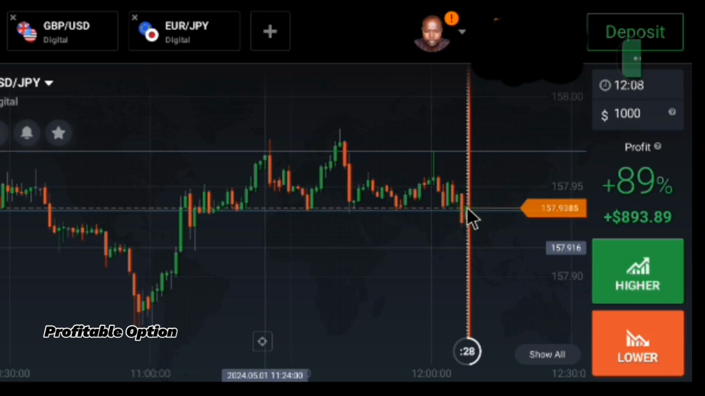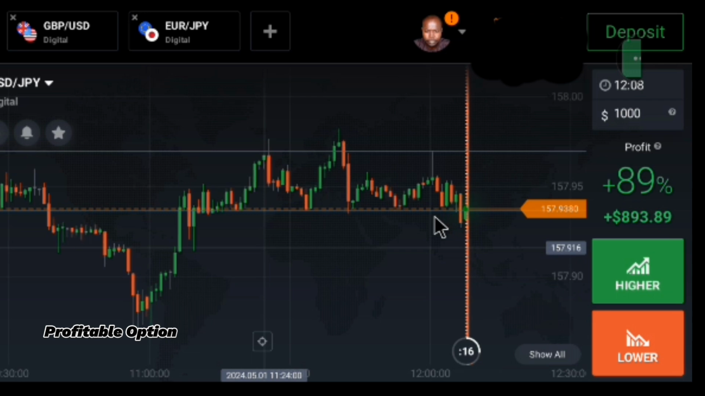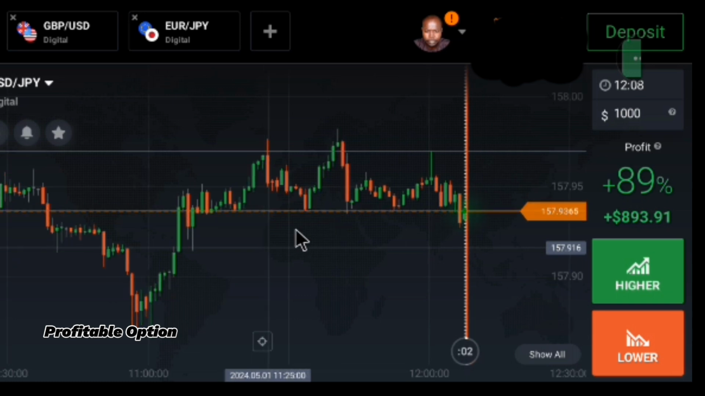Now, this support has become weak, I believe, because the sellers now are trying to break out of this support. All right, so like I said, I'm not going to take any more trades. I won the first two trades, so the third trade, I'm not going to take it. Suppose I lost the second trade, then I would have taken the third one. But since I won the first and the second trades, I am not going to take any more trades.